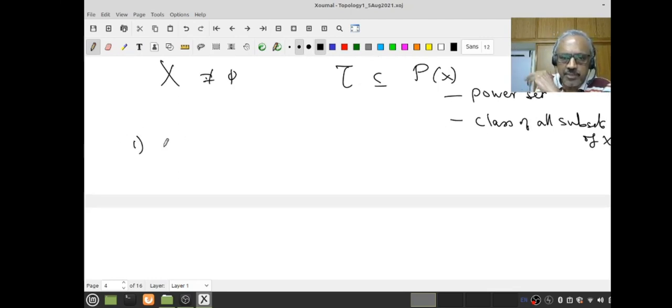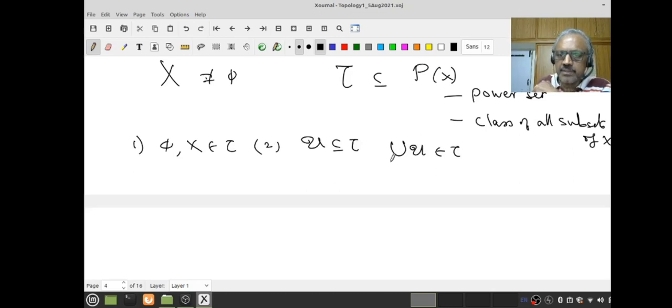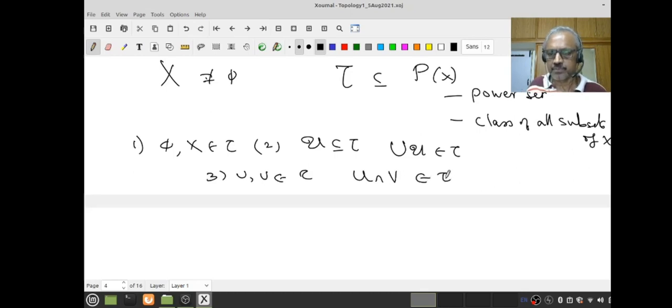What are the three properties? We simply mimic the earlier one. The empty set and X should be in tau, and 2, if script U is an arbitrary collection in tau, then union U should again be in tau. That is, I have an arbitrary collection of subsets in tau, then that union also must be in tau. And the third property is, if U and B are in tau, then U intersection B also is in tau. If you want to write script U as a collection U_i, then this union U is the same as the union of all U_i, i in I. This must be again in tau.